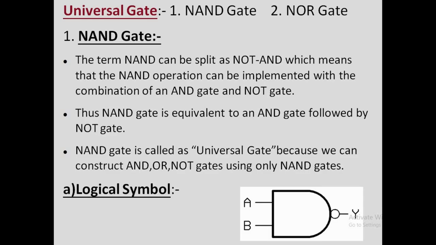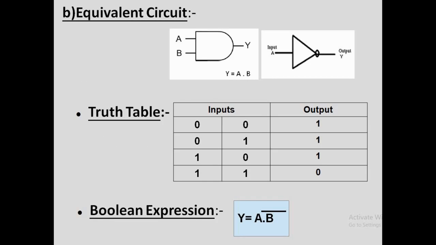Now, the logical symbol. In this logical symbol, only one difference is there between NAND and AND. At the output side, there is one bubble. So you can remember this symbol from the AND gate symbol. The shape of the AND gate symbol is the same, only a bubble is added at the output side. The equivalent circuit of the NAND gate is an AND gate and a NOT gate.